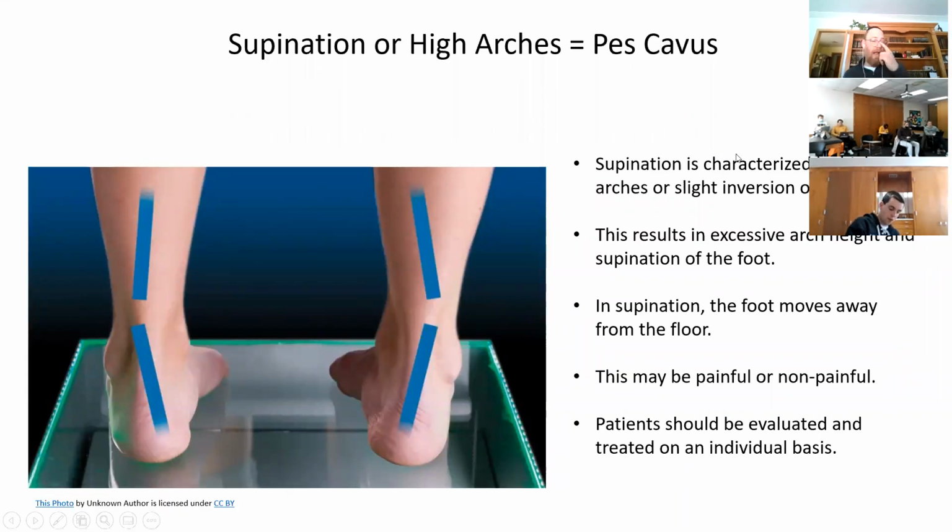All right, guys. So supination, or high arches. This is known as pes cavus. Now you can see here, obviously, this person's got a really high arch. But what do we notice about the rear foot? What rear foot position is this person in? Who can tell me?